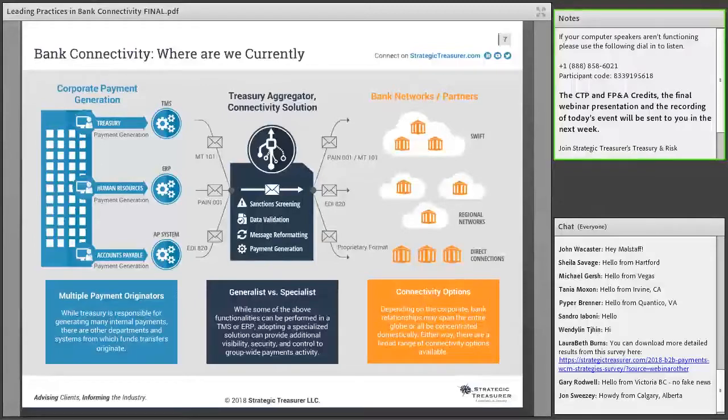So if a format changes or if you change a bank at the other end, you don't have to retool completely what's done in AP, Human Resources, or Treasury. The Treasury aggregator can handle some of that complexity, and it acts as the phone system and handles all the complexity of getting those connections working behind the scenes in an optimal manner. So that is, as quick as I could explain it at that level of detail, bank connectivity, where we sit currently.